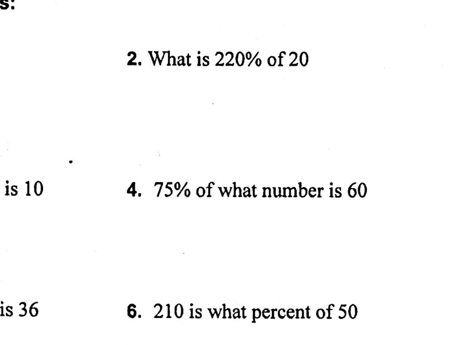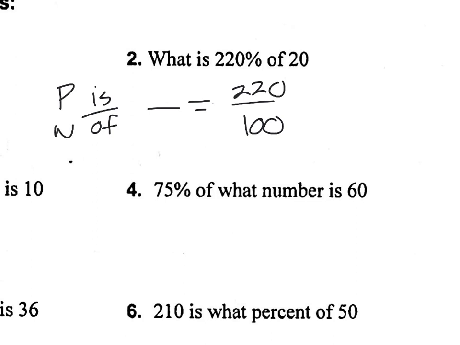So we are looking at a percentage. So we're going to go is over 100 equals percent over 100. That says 220%. And the of is down here. Remember, it's is over of. You can also think part over whole. So we have of 20, and we don't have this. The rest of this can be done on your calculator.